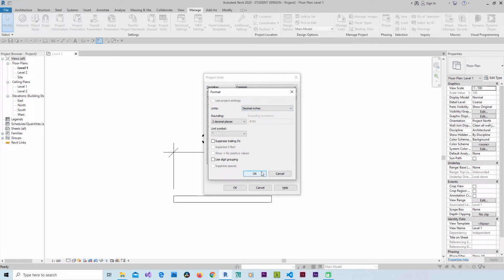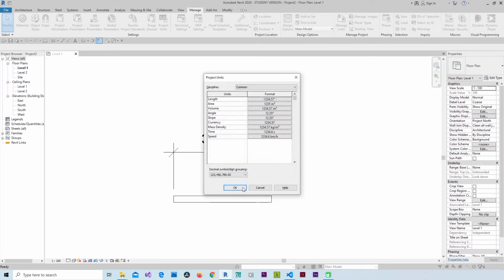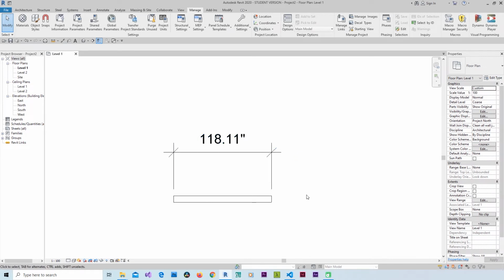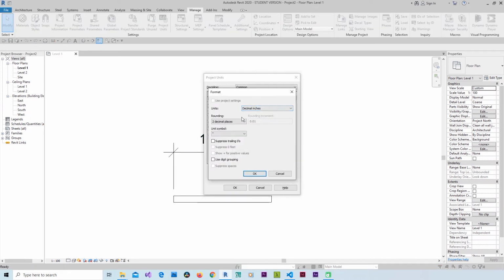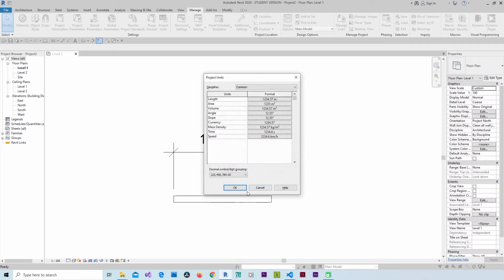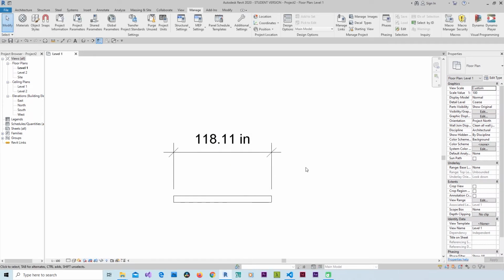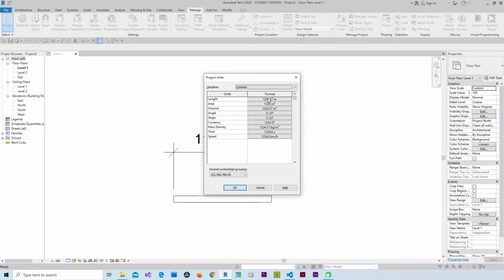We can change units to decimal inches, like this, and we can change its symbol to N or 2 commas, like this. Okay, it will be like this. We can change it to the 2 decimal and make it N, like this.